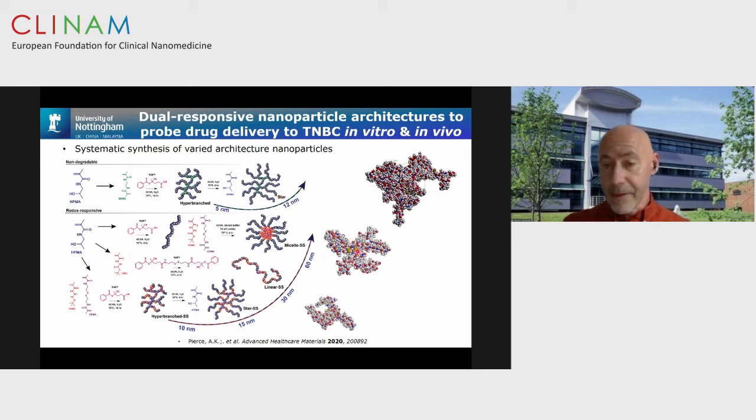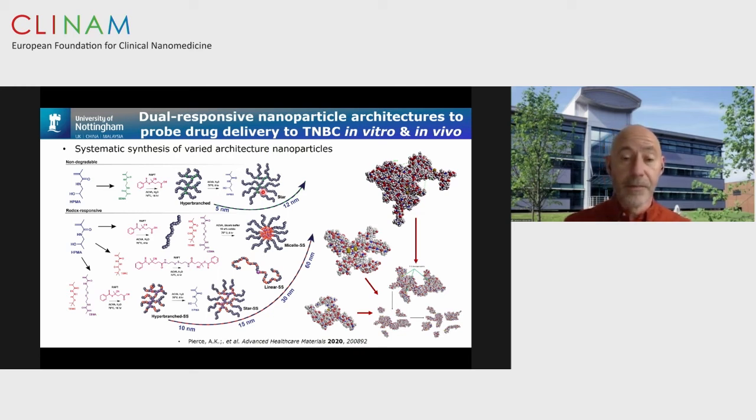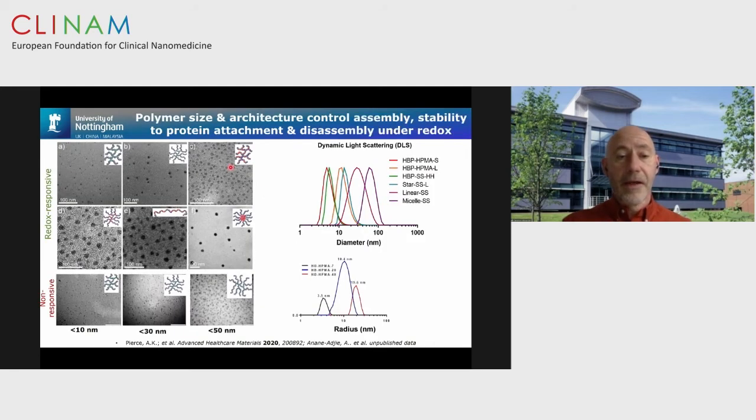But the key thing is also that these molecular models show the rough conformations of these materials. They have the ability to break down into smaller units. And the idea here was that these could then penetrate better in solid tumors following systemic injection. But the key thing is they've all got the same fundamental chemistries, we've just got different architectures. So that allows us to probe the effects of size, shape, and conformation on how these materials transport and how they then release their drugs. So just a bit of characterization data.